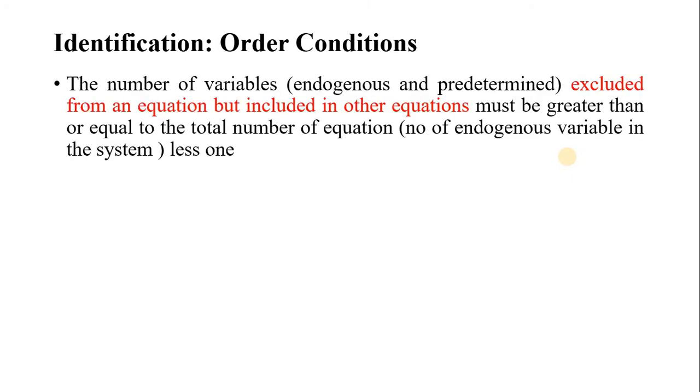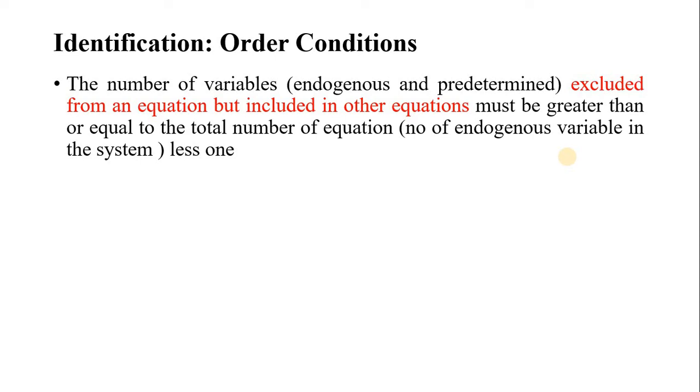So some econometricians have developed some conditions, the identification conditions, or conditions for identification. There are basically two conditions: one is the order condition and the other is the rank condition. In this video we are going to discuss what the order condition is.